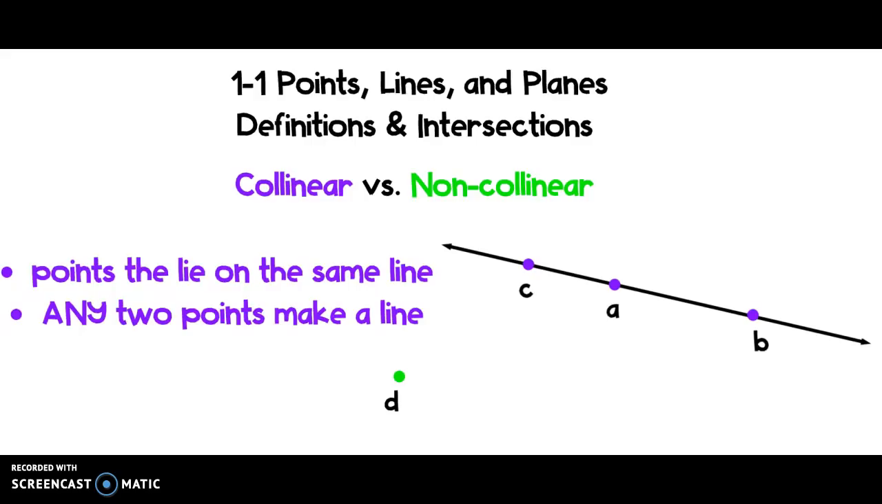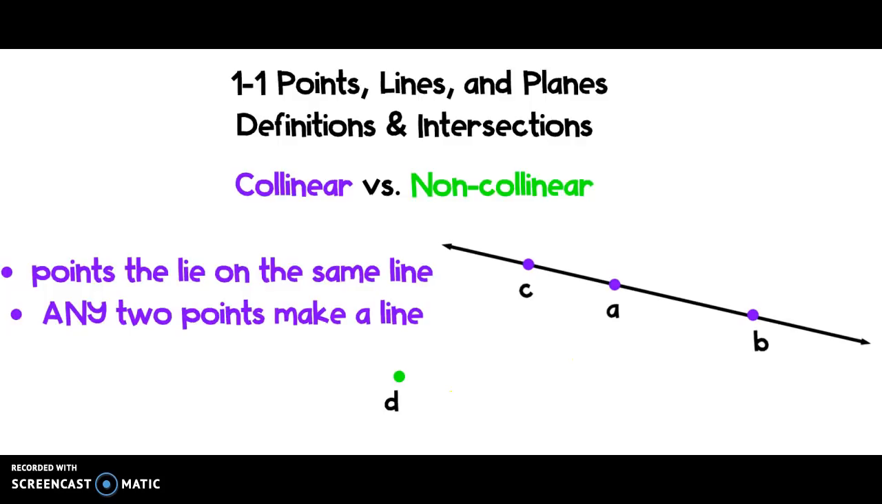This refers to points and whether or not points live on the same line. So for example here, I have 3 points, C, A, and B, that all are on this same line here. So we can name that line a couple different ways. We could call it line CA or line AB, using any 2 points to make a line. Point D, however, over here in green, does not live on that line. It is not collinear with C, A, and B.